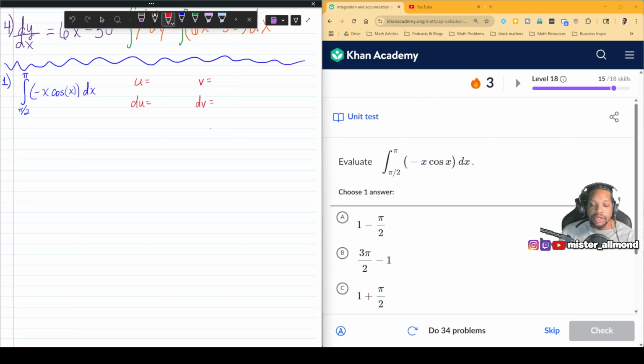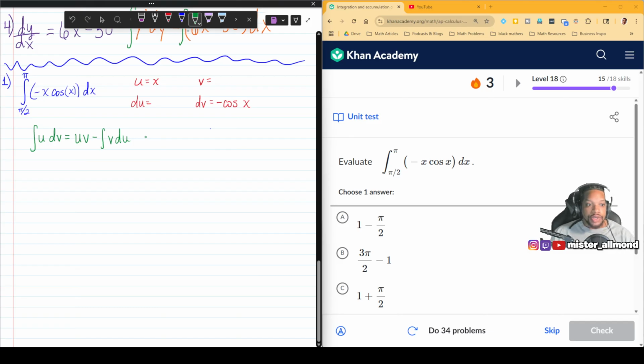So I'm gonna go, let's see. I'm gonna try to let u be, I guess, maybe just x. I'm gonna try to let u be x, and then let dv be negative cosine of x. I don't think the negative sign matters too much, but we're gonna start like this and then see if we can make it work. So just remember, by parts is when your integrand looks like this, and then we can write it like this. All right, so that's what I'm thinking.